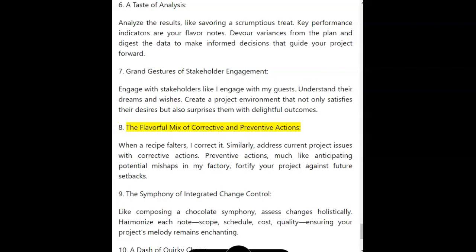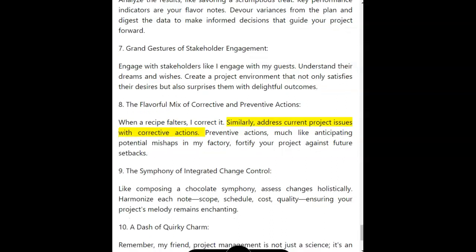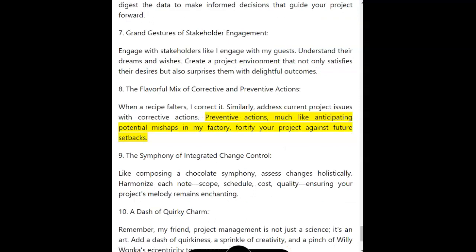8. The flavorful mix of corrective and preventive actions. When a recipe falters, I correct it. Similarly, address current project issues with corrective actions. Preventive actions, much like anticipating potential mishaps in my factory, fortify your project against future setbacks.